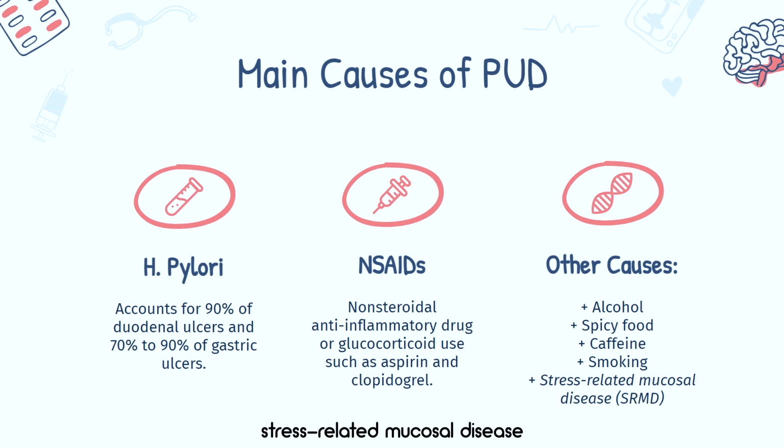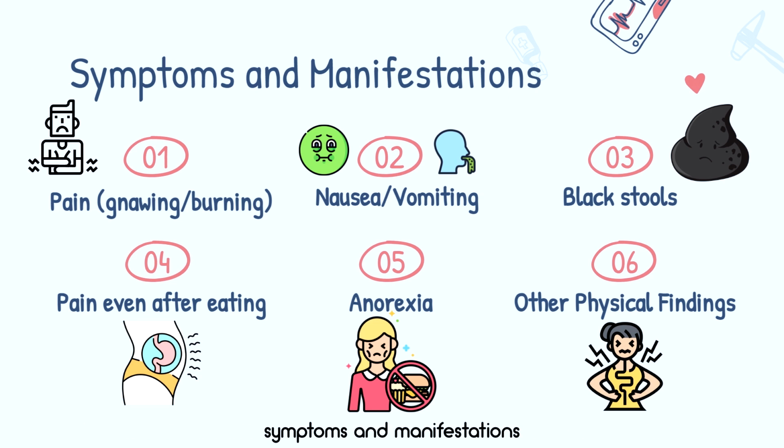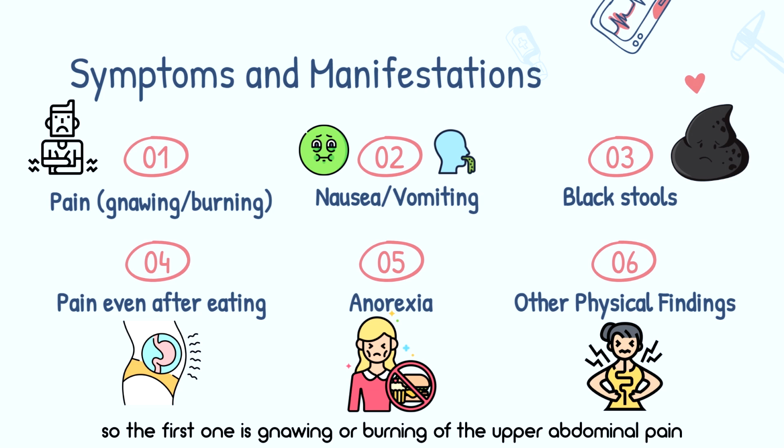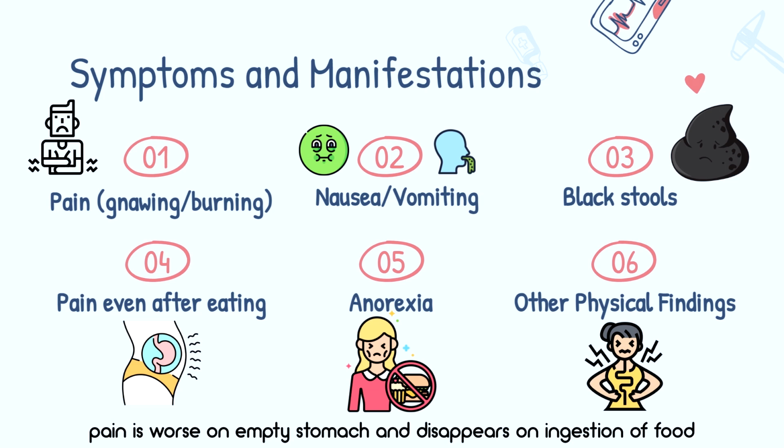Stress-related mucosal disease means that stress is the cause of injury to the lining of the stomach. Symptoms and manifestations. The first three symptoms here are associated with duodenal ulcers. So the first one is gnawing or burning upper abdominal pain, the main symptom of duodenal ulcer. Pain is worst on an empty stomach and disappears on ingestion of food.